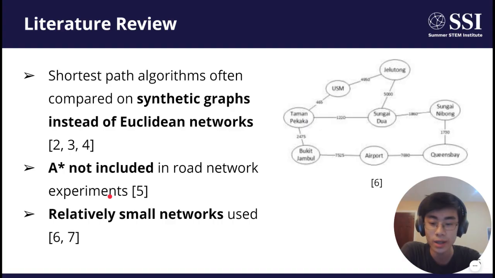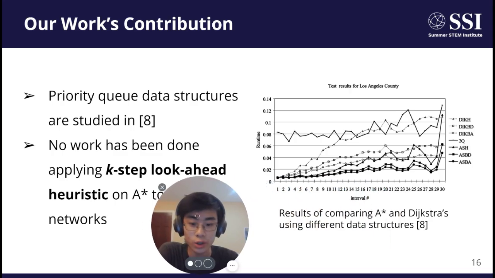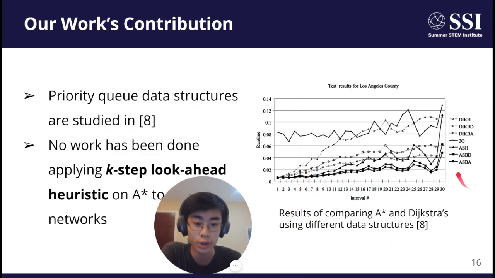In addition, many studies have used relatively small networks such as the one shown on the right side here, which are typically not representative of real-life transportation networks. Some studies have also tried comparing A-star and Dijkstra's using different data structures for the priority queue to store unvisited nodes, and one such study created the results shown on the right side here. This chart shows that for each data structure tested, A-star resulted in a shorter runtime than its Dijkstra's counterpart.